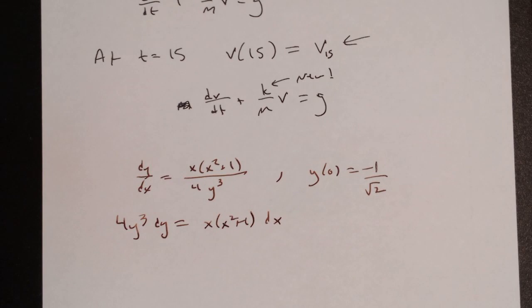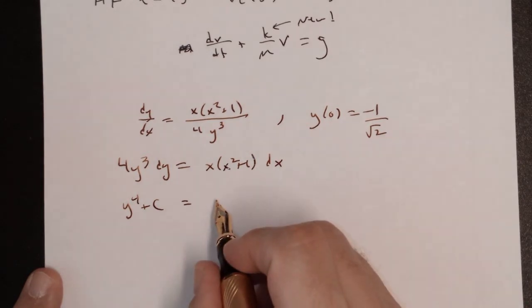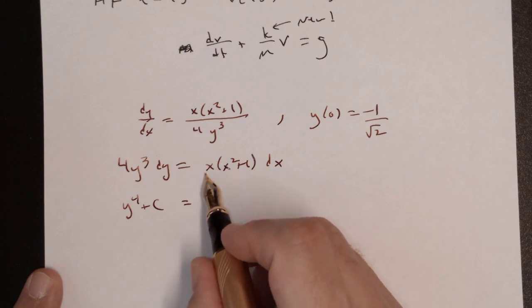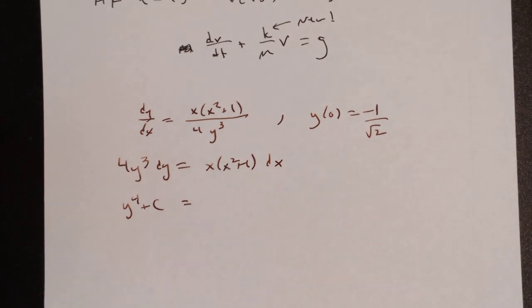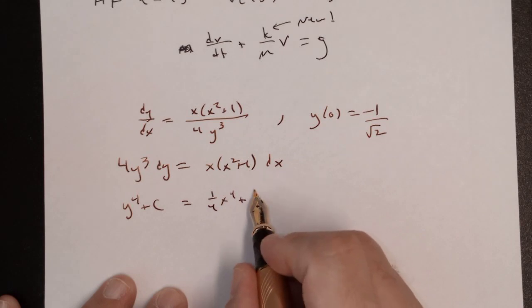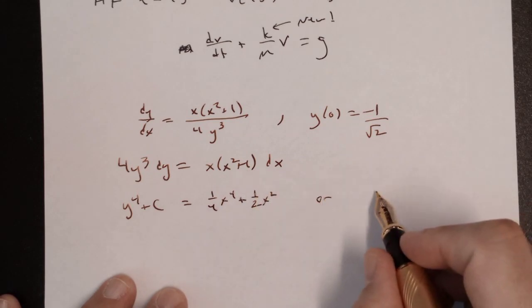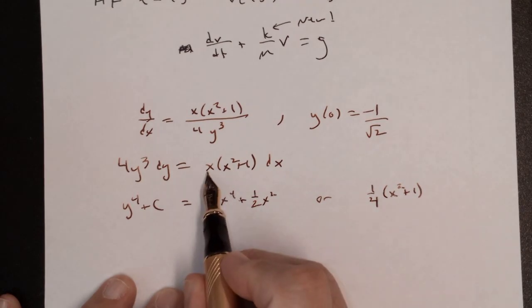What happens when I integrate? That's y to the 4th on one side. And on the other, what about this extra x on the outside? You can U sub or you can multiply it in, your choice. Multiplied in, you get x cubed plus x, which integrates to 1/4 x to the 4th plus 1/2 x squared. Or with a U sub, you'd get 1/2 times (x squared plus 1) squared with another 1/2, because you would have 2x, right? Yeah. Okay.